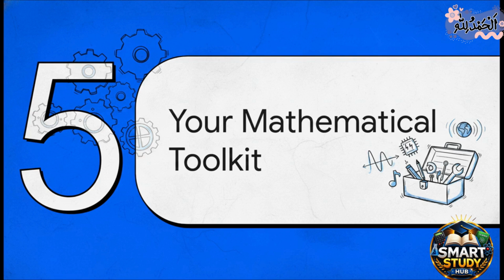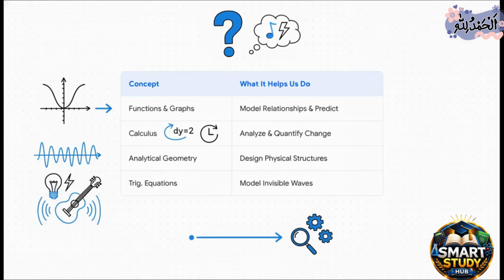So let's bring this all together now. When you're studying mathematics in Class 12, you're not just learning a bunch of separate topics. What you're really doing is building a versatile and incredibly powerful toolkit. Just look at what you're assembling. Each concept is a specialized tool. Functions, they let you model relationships. Calculus, it lets you analyze change. Geometry, it helps you design physical things. And trigonometry, that lets you understand the invisible waves that power our world. Together, they give you this amazing ability to describe, predict, and innovate.